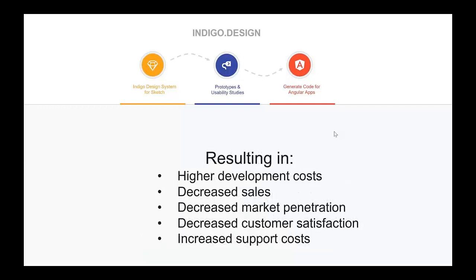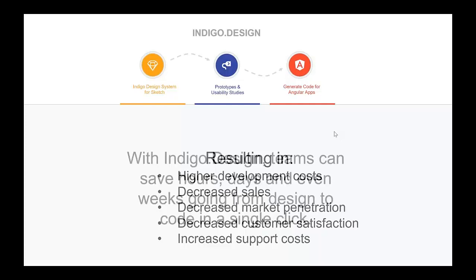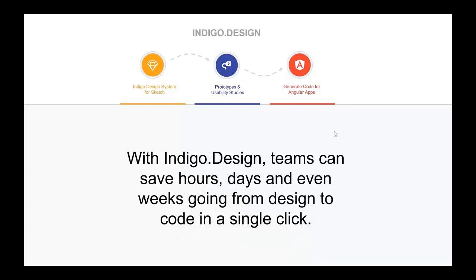So what happens is we get higher development costs, decreased sales, decreased market penetration, decreased customer satisfaction, and overall increased support costs. So what, again, we are trying to say is, hey, if you look at Indigo.Design and the pieces of it, your teams can save hours, days, and even weeks going from design to code in a single click.